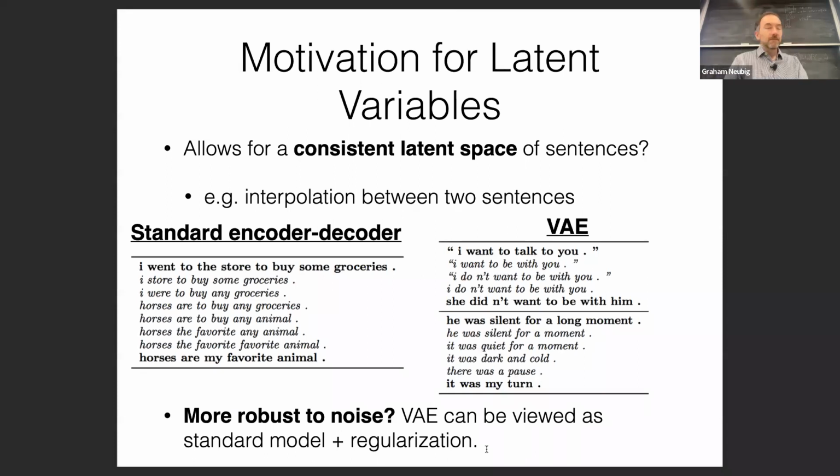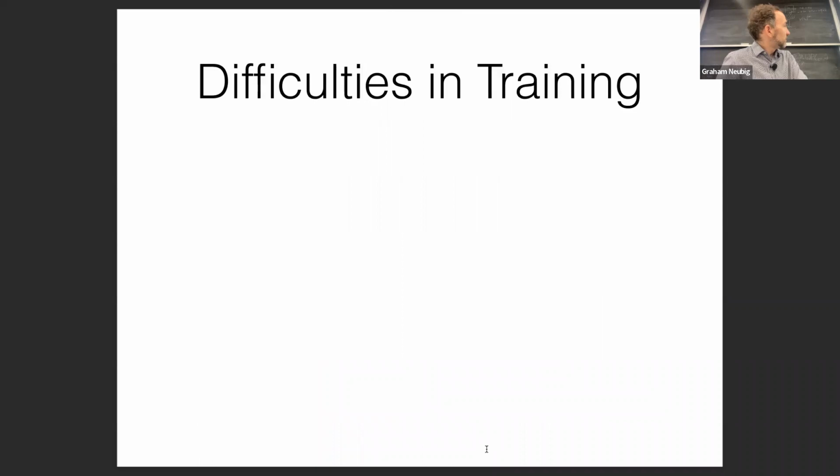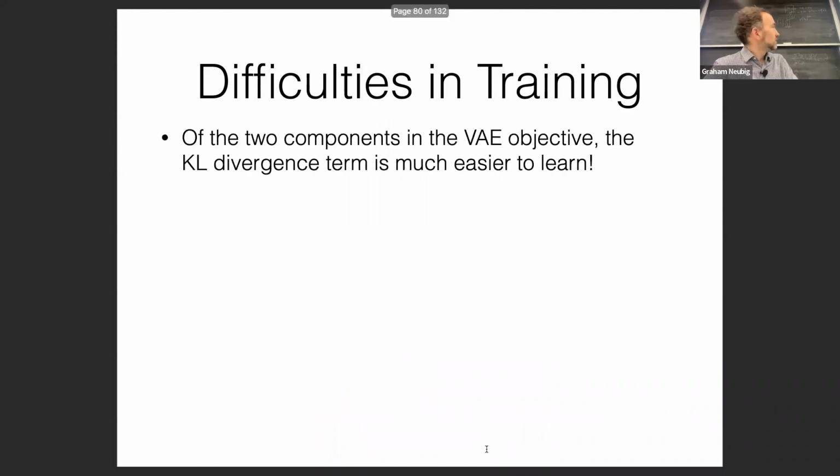So there are some difficulties in training VAEs. One difficulty is that of the two components in the VAE objective, the KL divergence term is much easier to learn. And the reason why the KL divergence term, that's the term that I had on the right side that regularizes the inference network to be close to the prior.